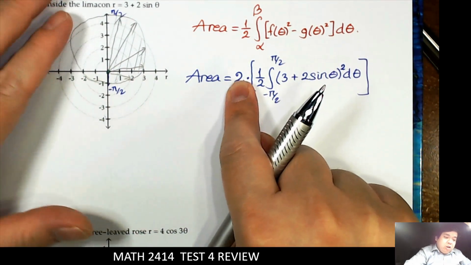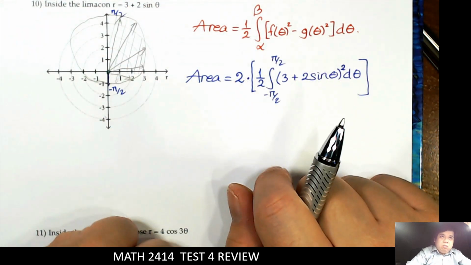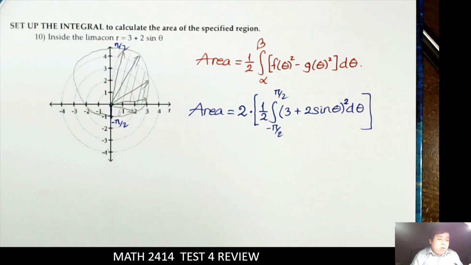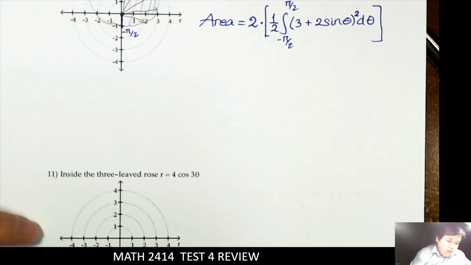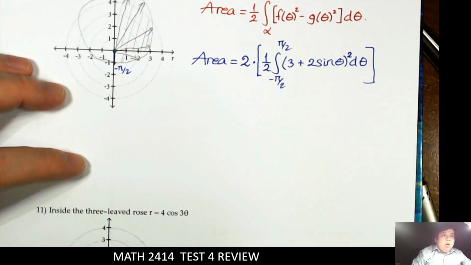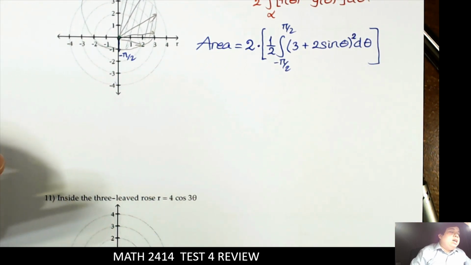So we need 2 because we calculate only a half of it, and 1/2 here is in the formula. So that's pretty much what we have. We only need to set up the integral. We don't need to evaluate it, which is not that difficult anyway. Right. So next, we have a rose petal. So I'm going to draw that again and see how it works.